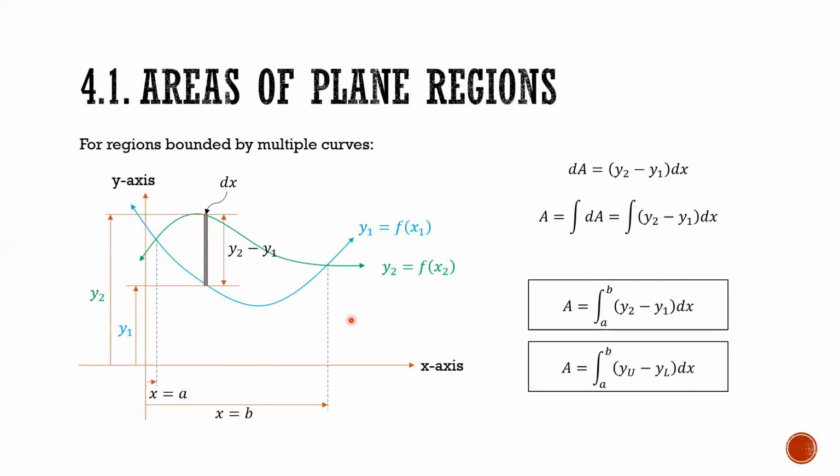That is the integral from the lower limit a to the upper limit b of y sub u minus y sub l. So y sub u represents the upper curve and y sub l represents the lower curve. So again, y sub u represents the upper curve and y sub l represents the lower curve. In this particular case, y sub 2 represents the upper curve and y sub 1 represents the lower curve. So this is just a matter of generalizing the formula that we have to use.